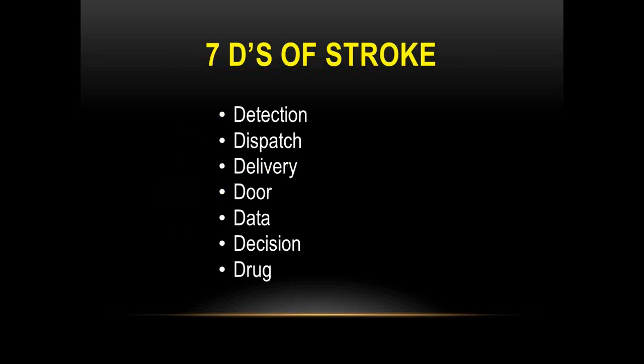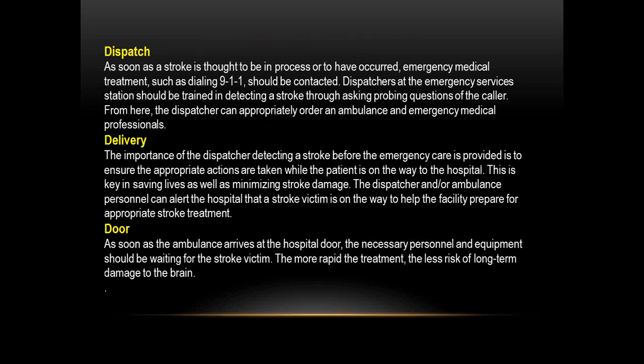So you may hear about the 7 Ds of stroke. I'm just going to tell you what those are. Quickly, we'll talk about them, but here they are: detection, dispatch, delivery, door, data, decision, and then the drug. So let's talk about each of those real quickly.